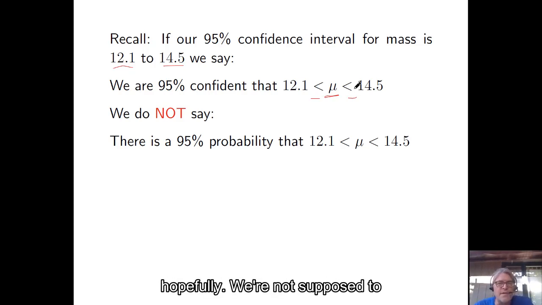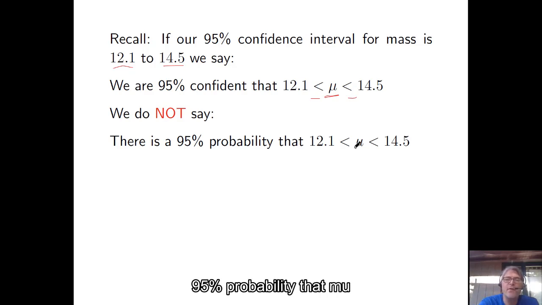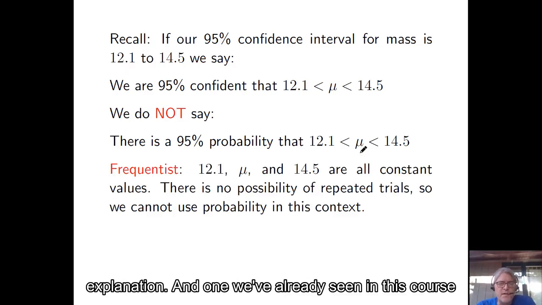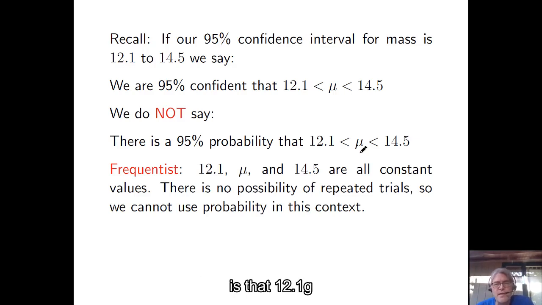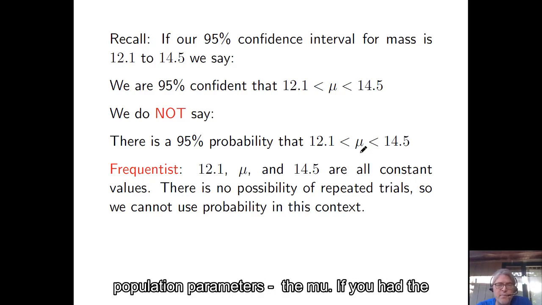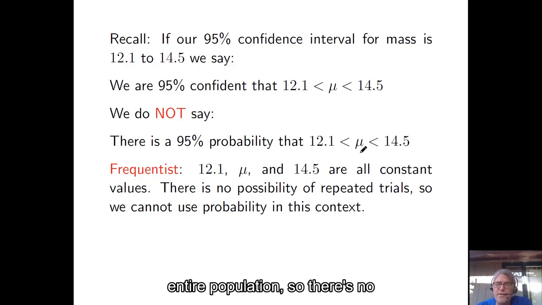We're not supposed to say, and we do not say, there's a 95% probability that mu is in that interval. We say we're 95% confident that mu is in that interval. And it's a very confusing thing that we have this particular jargon for it. So the frequentist explanation, and one we've already seen in this course, is that 12.1 grams and the population parameter mu and 14.5 grams, those are all constant values. Remember, the population parameter is the mu if you had the entire population, so there's no variability there.